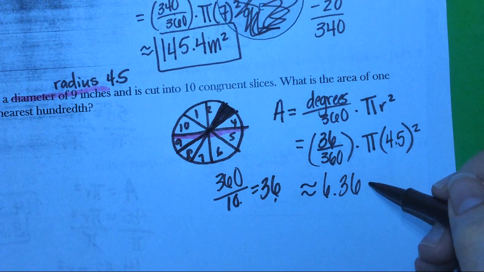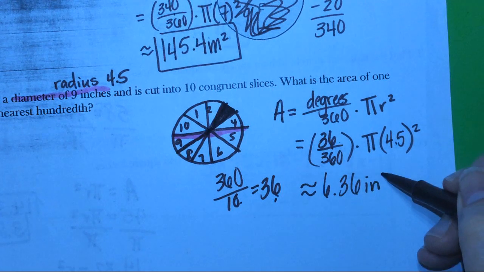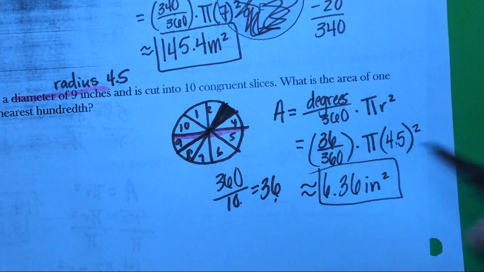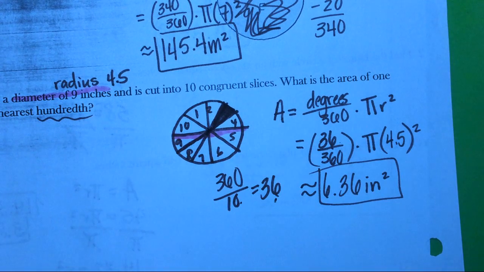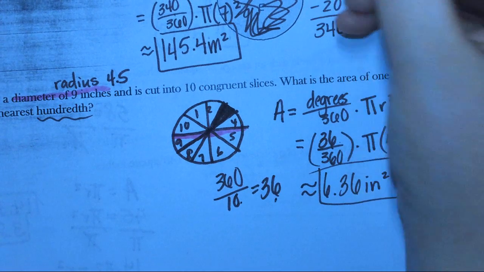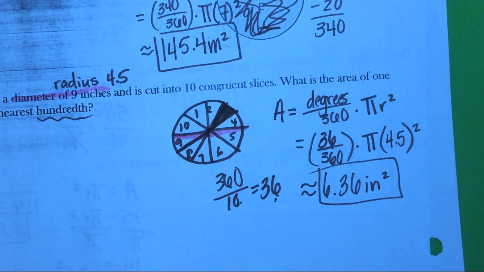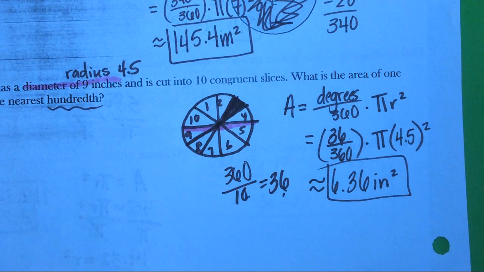Okay, so who is correct, 6.36 or 6.4? It would be the 6.36, because one, you saw me write it, and two, because Danielle read it's a 100. Could you get a decimal degree? Yeah, absolutely. If it was like 8 slices, or if it was something that didn't divide evenly into 360, then yes.